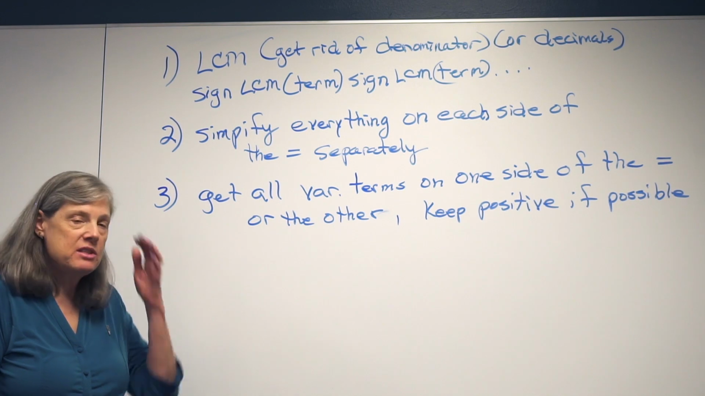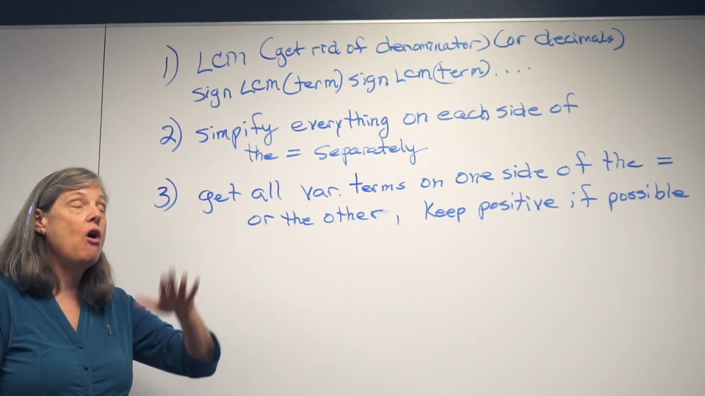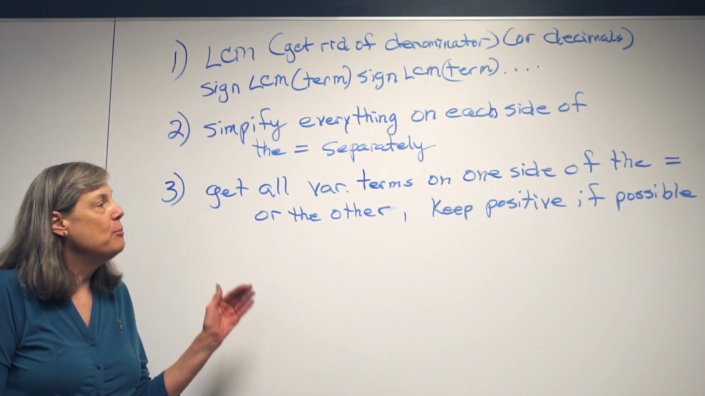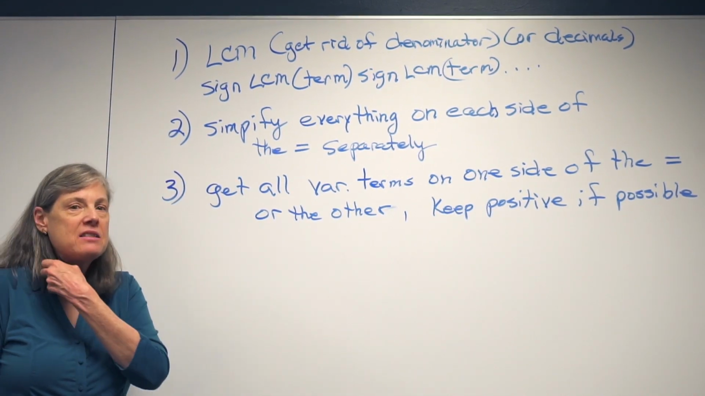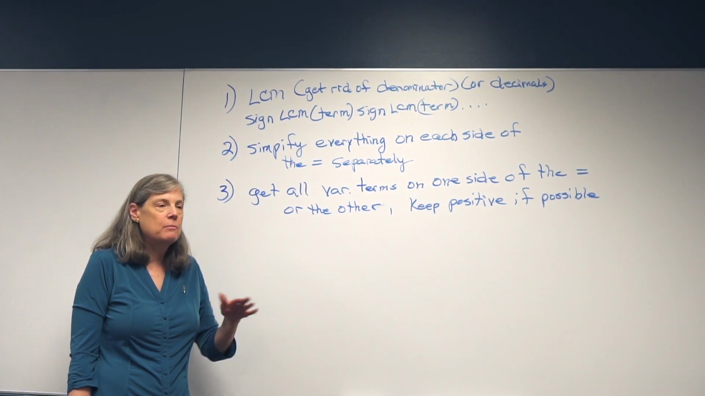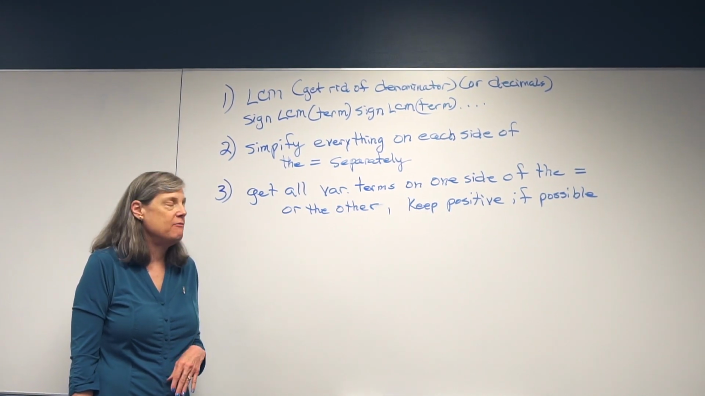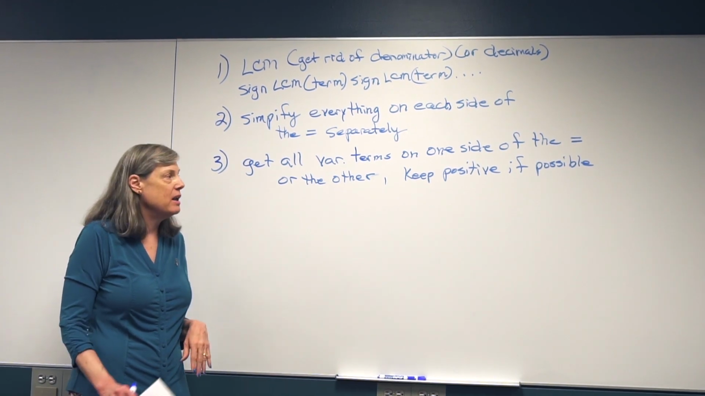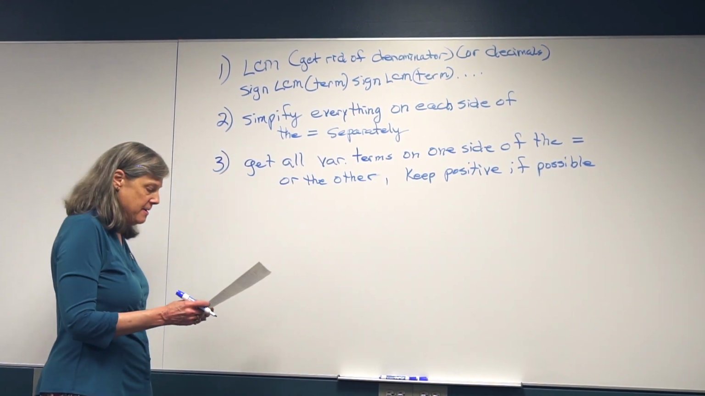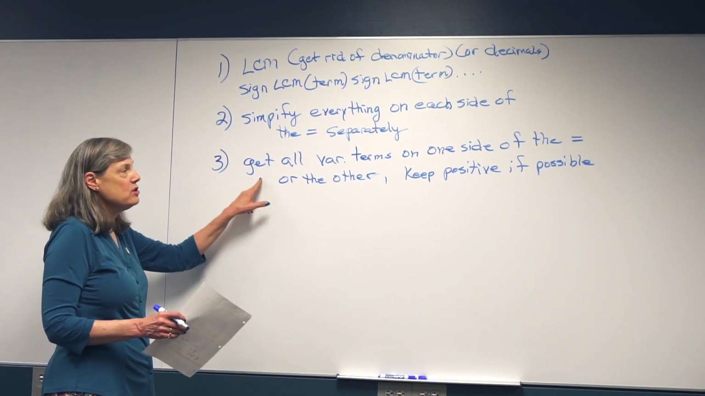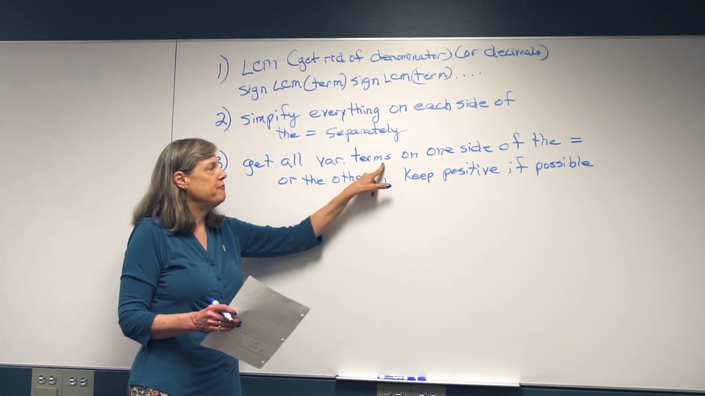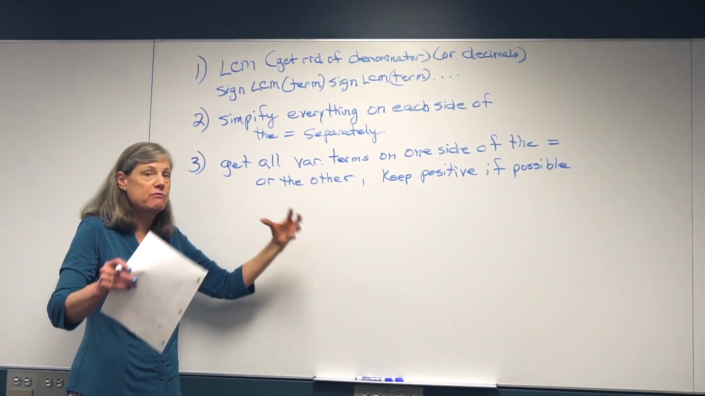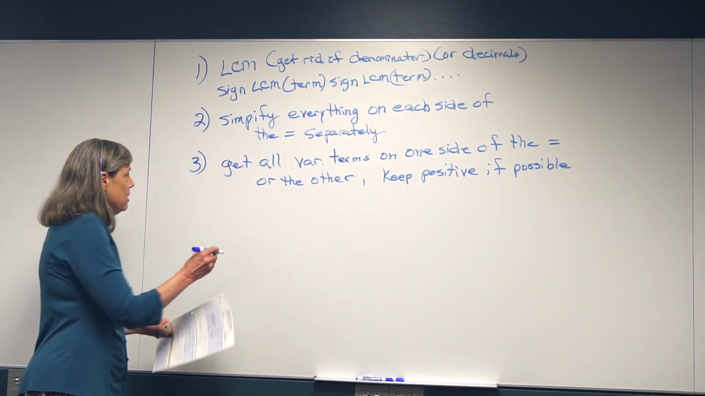I know a lot of times teachers tell you you must always put the variable terms on the left side. I say forget that. Put them on the side that will keep them positive. We do way better when our numbers are smaller. We do way better when we have positives as opposed to negatives. So keep them positive whenever possible. Okay? Always, always, always focus on the variable terms. This is the next step. Get your variable terms together.